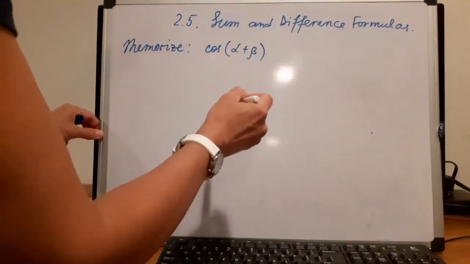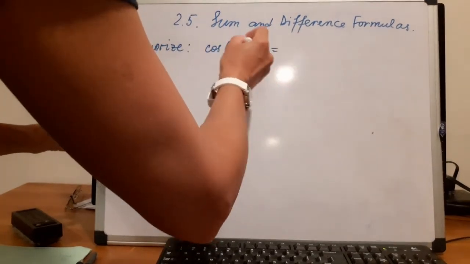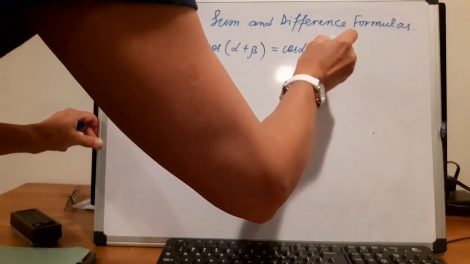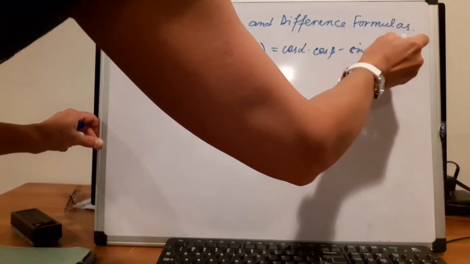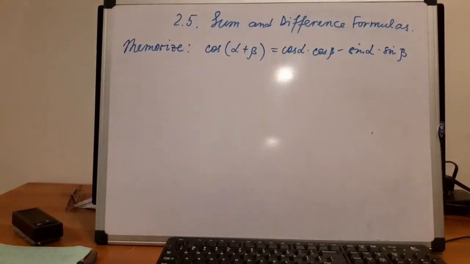Alpha plus beta are two different angles you are going to add. And to express this cosine of the sum, we can use cosine of the first angle, cosine of the second angle, minus sine of the first angle, sine of the second angle. I want you to memorize this formula. It's not very difficult to remember. Useful, very useful formula. We're going to use it many times.